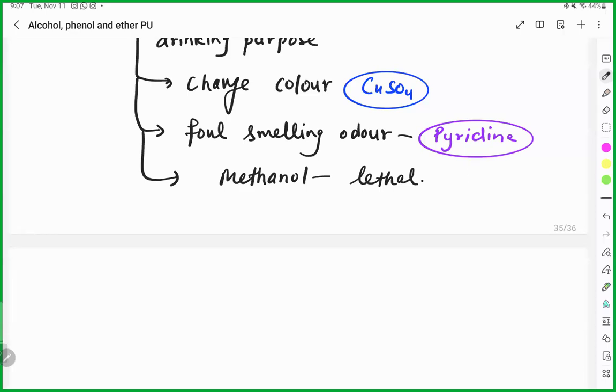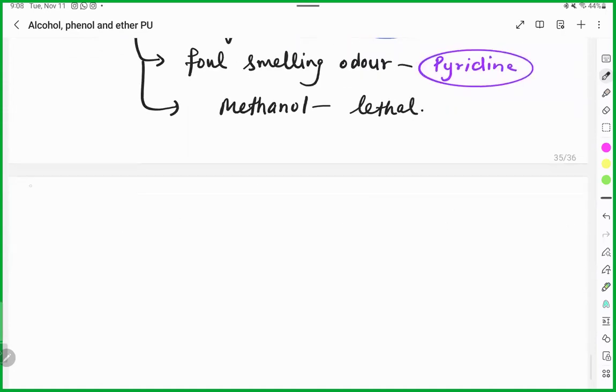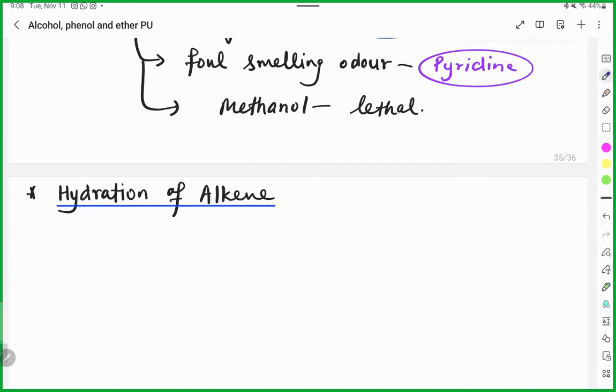What should be the commercial method? In your opinion, if you want to make alcohol, how should you make it? Hydration of alkene. Tell me the reaction of hydration of alkene. Do you remember the very first reaction of alcohol formation? Acid catalyzed hydration of alkene gives alcohol.